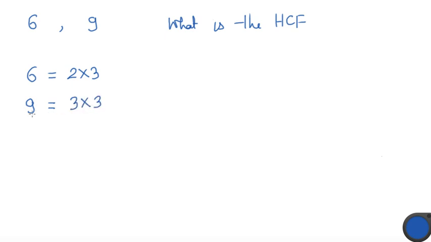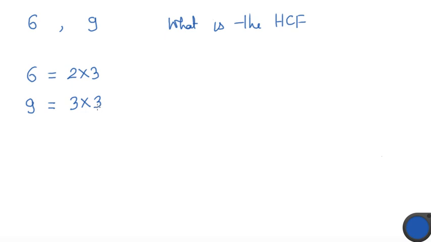Can it be 2 into something? If 2 was a factor, then that number would be an even number. And 9 is odd, so it cannot have a factor of 2, right? Okay, very good. So we have 3 times 3. So these are the atoms of these numbers.